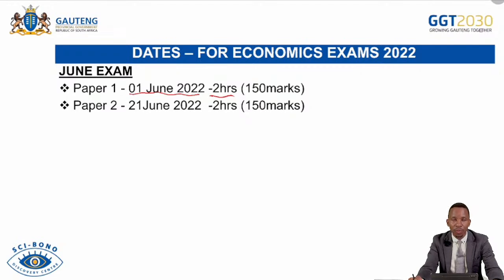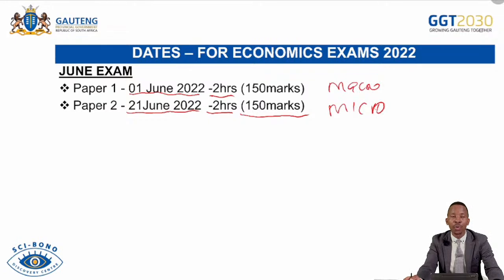And then paper 2 will be written on the 21st of June 2022. It will also be 2 hours out of 150 marks. You need to keep the date. And then paper 2 consists of microeconomics. So here was macroeconomics, and then here is microeconomics.